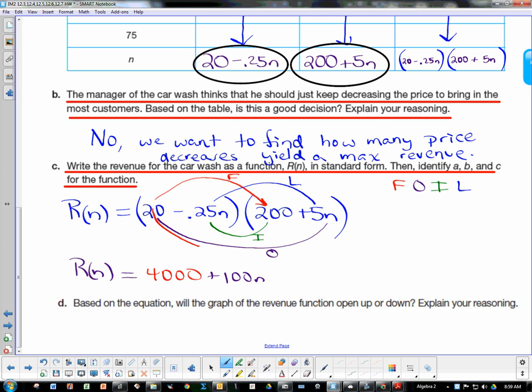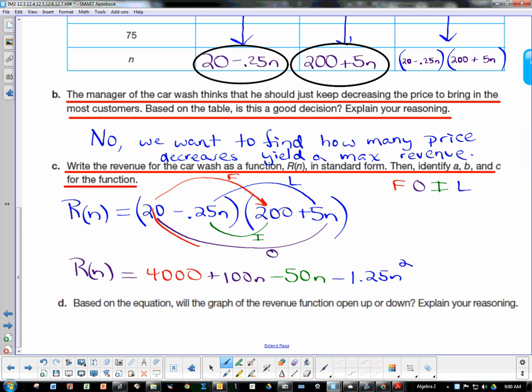Next, we're going to be dealing with the inner, so green, minus 0.25n times 200. What is 0.25 times 200? 50. 50, yes, very good. But it's going to be a minus 50n. And finally, in blue, 0.25n times 5n. What's that going to be? Minus 1.25. Yes, very good. Minus 1.25n squared.